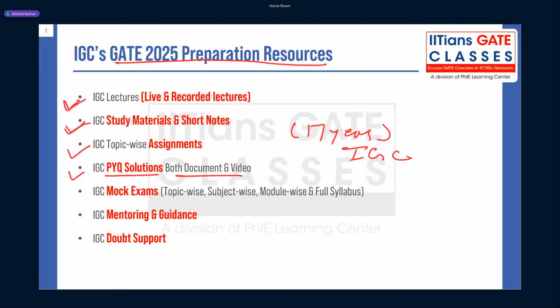Then IGC mock exams are a must for IGC students, where we have different kinds of exams: topic-wise, subject-wise, module-wise, and 12 full-syllabus exams. IGC mentoring and guidance and IGC doubt support are phenomenal, with 24 into 7 support. If you take the December and January months, our groups are the most active groups.